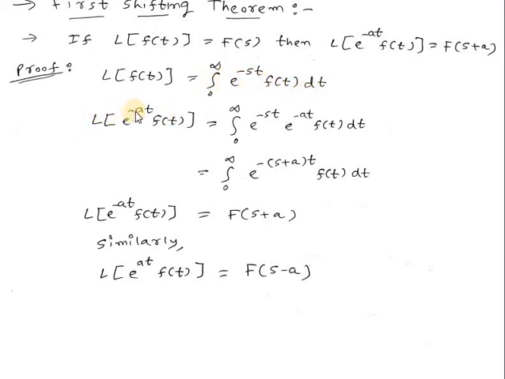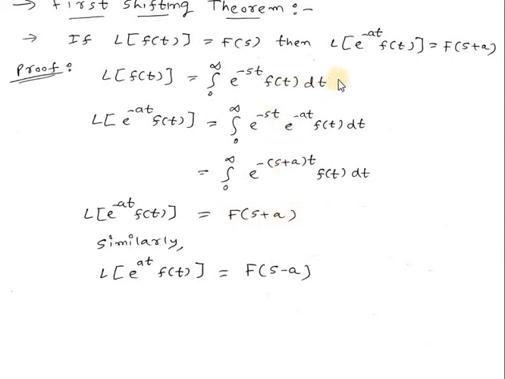Therefore Laplace of e raised to minus at into f of t will be integration 0 to infinity e raised to minus st into e raised to minus at f of t dt. So if we simplify it, then it will be e raised to minus (s plus a) t f of t dt. Therefore by definition of Laplace transform, this can be written as F of s plus a. Therefore Laplace of e raised to minus at f of t is equal to F of s plus a.